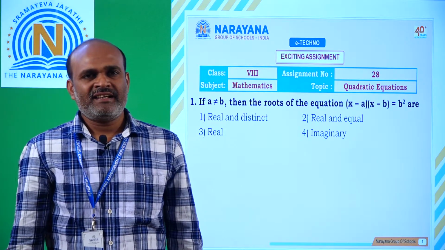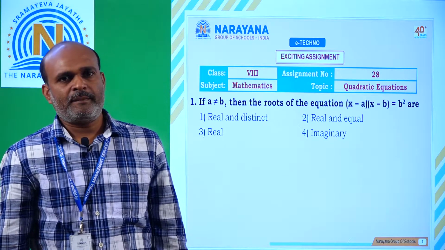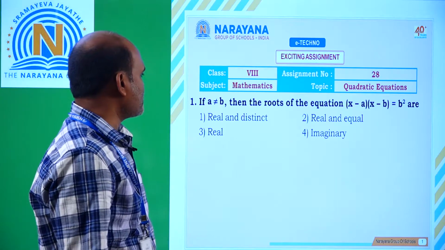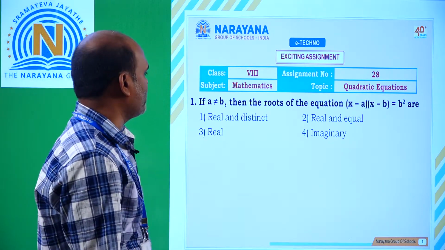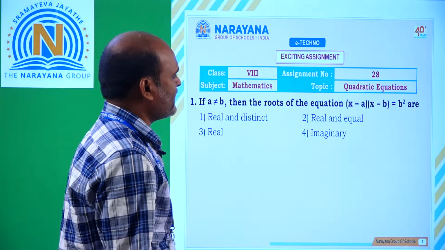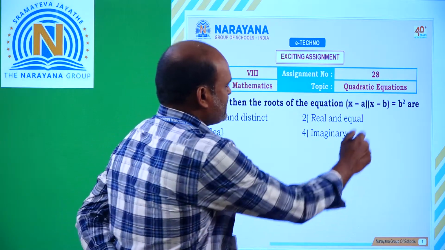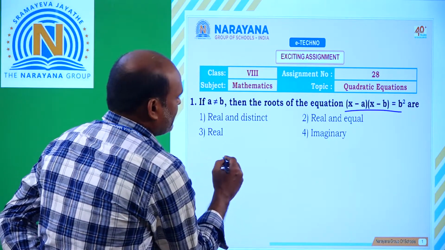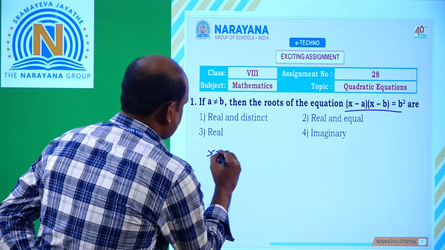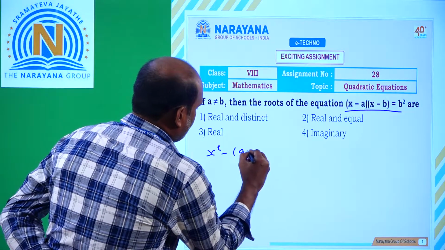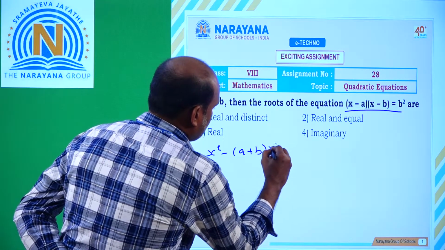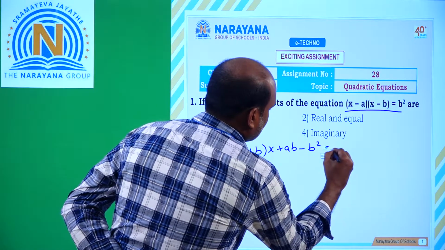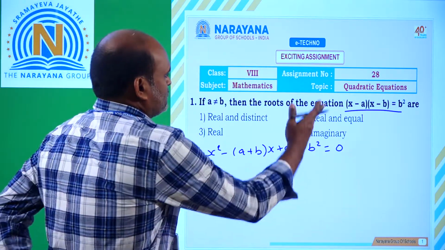Today we are discussing 8th class mathematics assignment number 28 related to the topic quadratic equation. Here is the first question: if a is not equal to b, then the roots of the equation (x minus a) into (x minus b) is equal to b square. So (x minus a)(x minus b) is nothing but x square minus (a plus b)x plus ab minus b square is equal to 0, right.